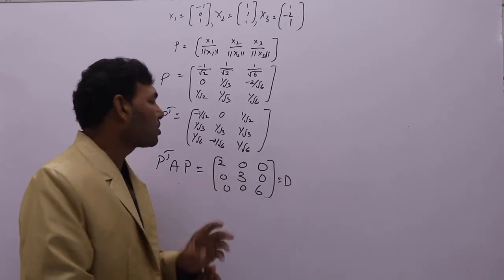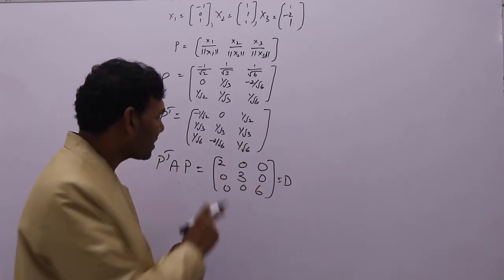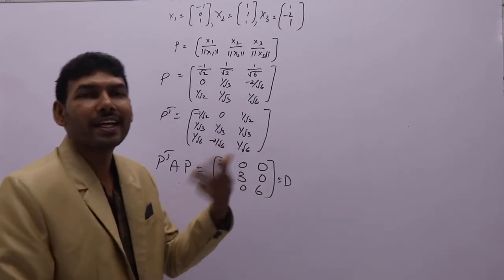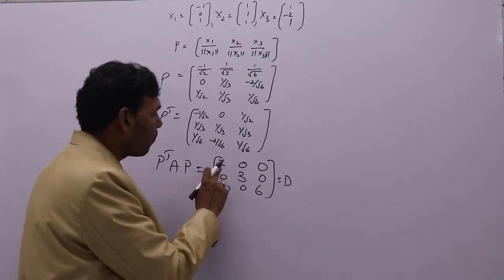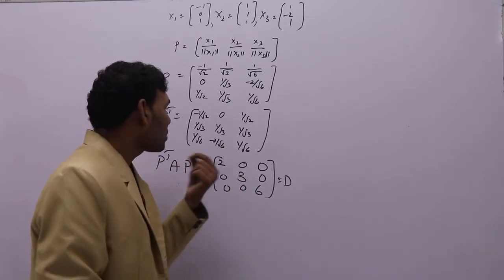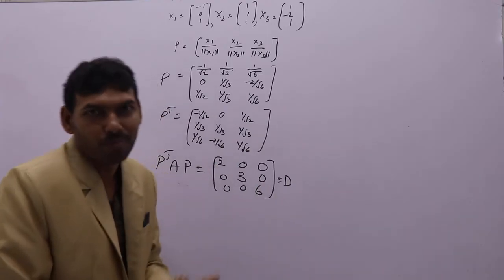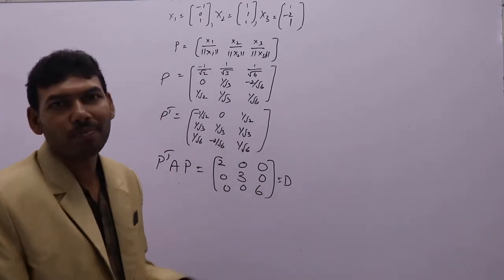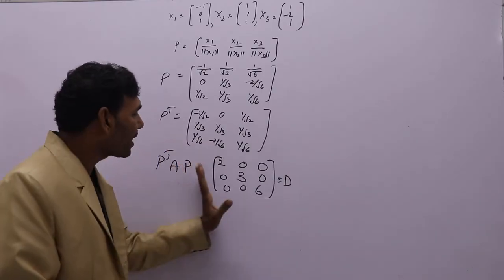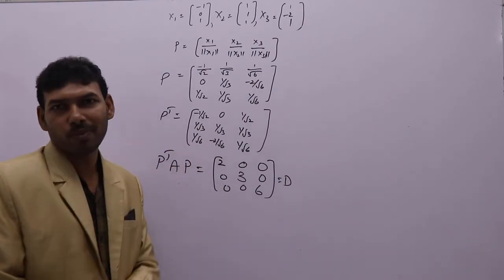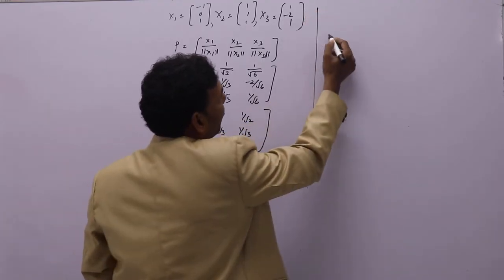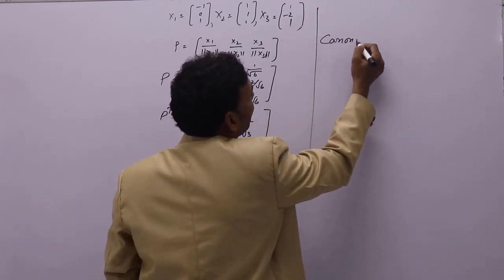For every problem, you will get like this only. So if eigenvalues are 1, 2, 3, the answer is 1, 0, 0, 0, 2, 0, 0, 0, 3. If you get eigenvalues 1, 2, 4, then 1, 0, 0, 0, 2, 0, 0, 0, 4. So this is one small technique to reduce the time. No need to multiply. If you multiply, it is a waste of time. The problem is already very lengthy. Directly you can keep eigenvalues in the principal diagonal. This is D. Next, what we need to find? Canonical form we need to find.